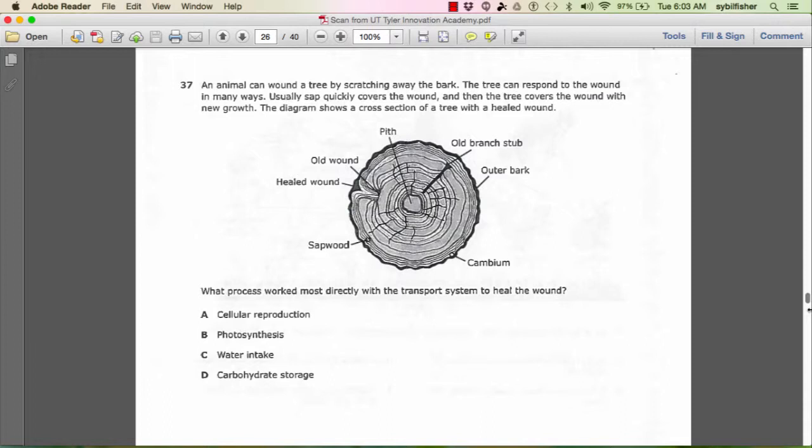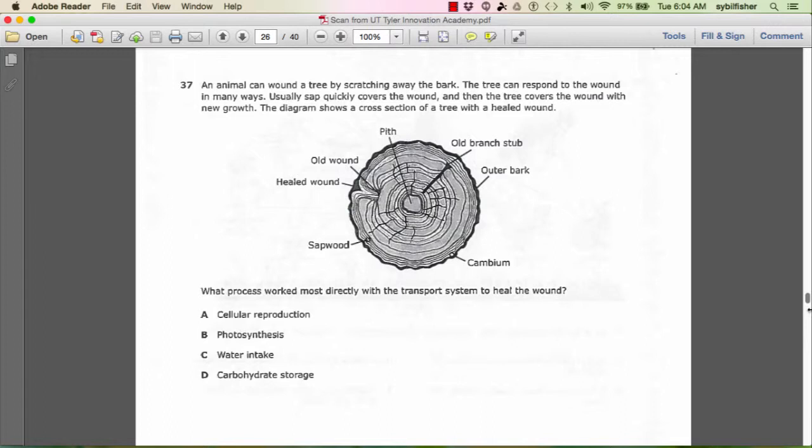Number 37. An animal can wound a tree by scratching away the bark. The tree can respond to the wound in many ways. Usually sap quickly covers the wound, and then the tree covers the wound with new growth. The diagram shows a cross-section of a tree with a healed wound.